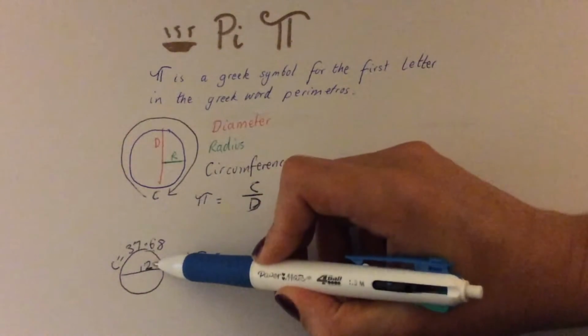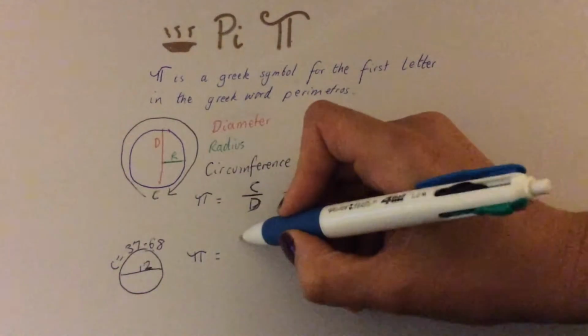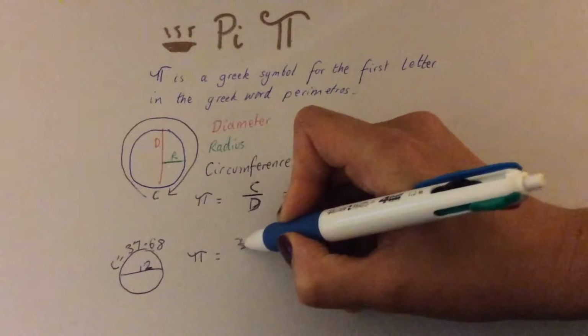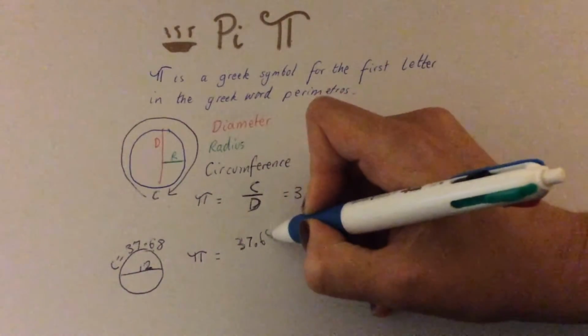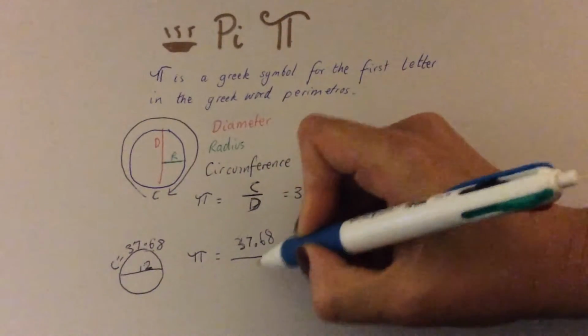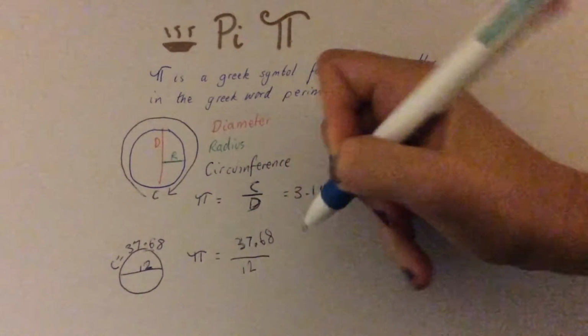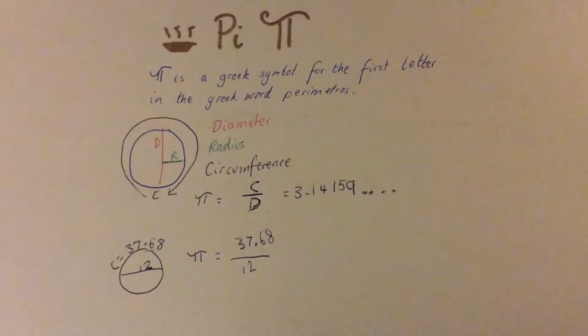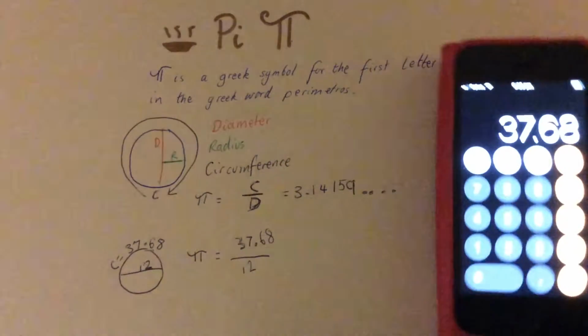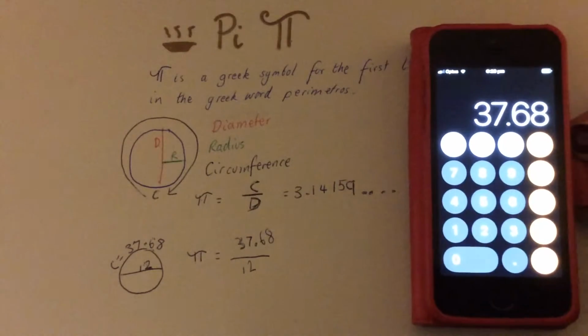So I've got an example here. Our circumference in this one is 37.68 divided by 12. Now, obviously, this is going to be a really intense sum for me to figure out. So I have got my trusty calculator here, and I will show you how it is done on the calculator.